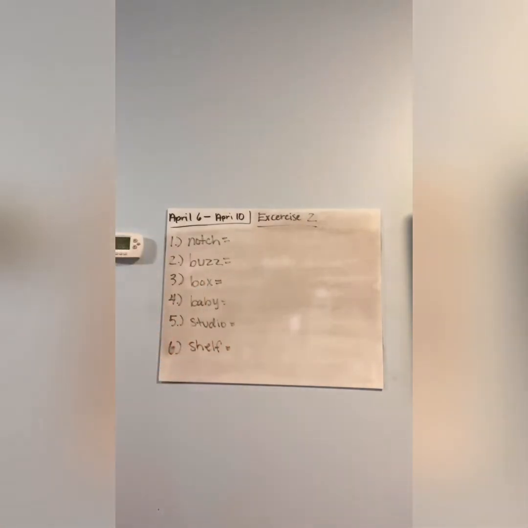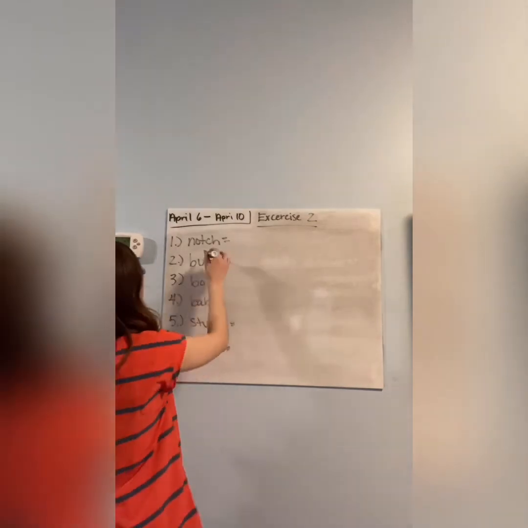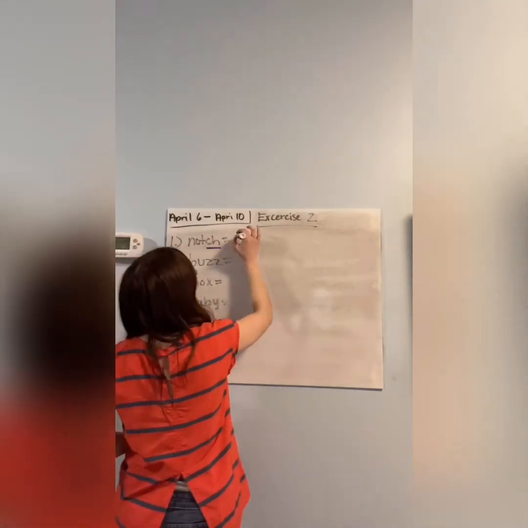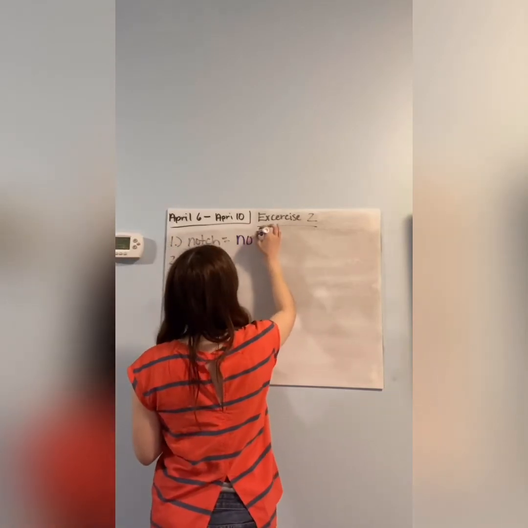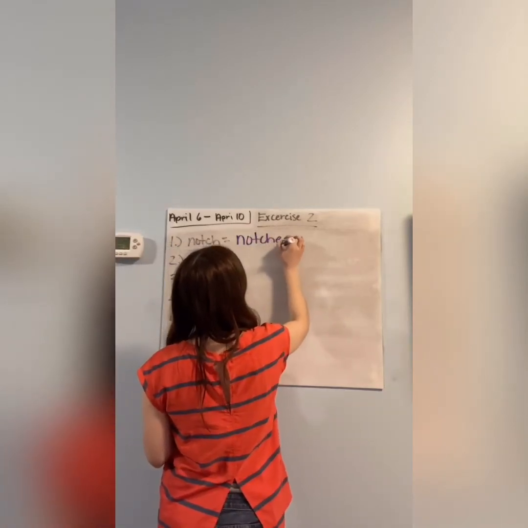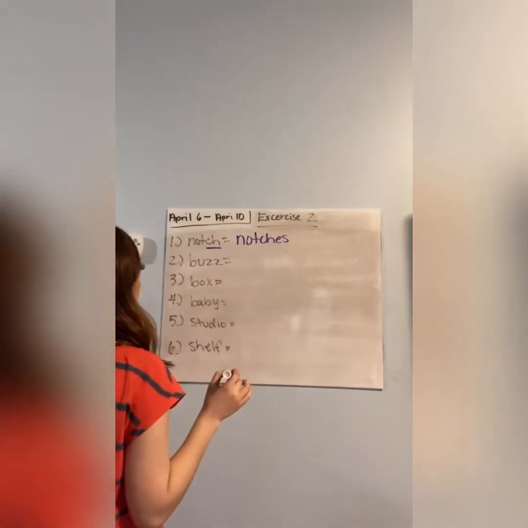So number one is the word notch. Okay, so remember how we said, nouns that end in CH, S, SH, X, and Z, for those nouns, we would just add an ES. So in this case, notch ends in a CH. So all we're gonna have to do is add an ES. So the word would become notches. That is the plural form of that word.